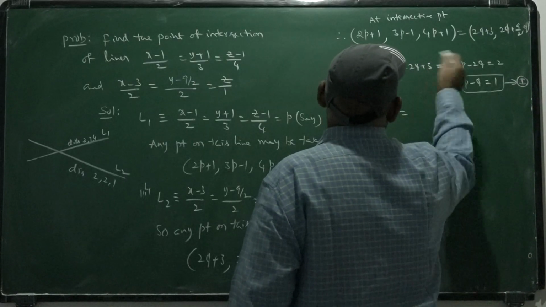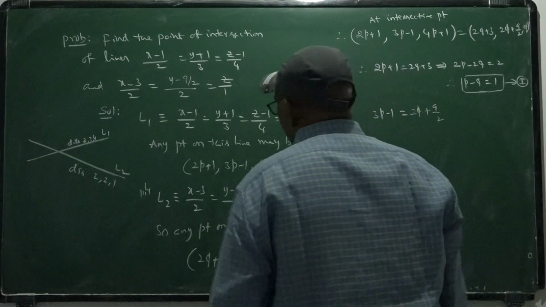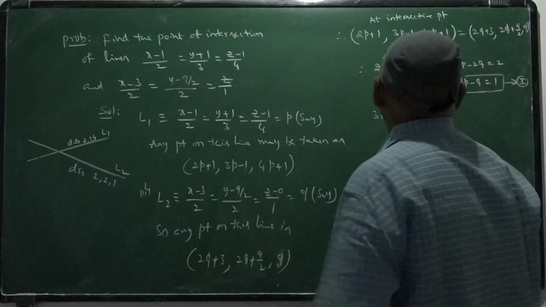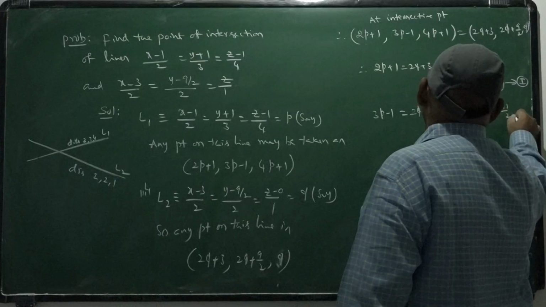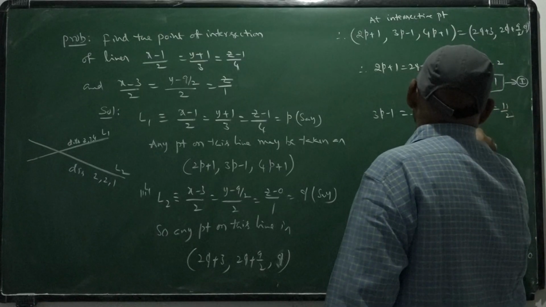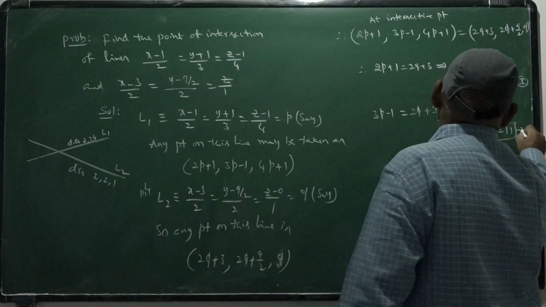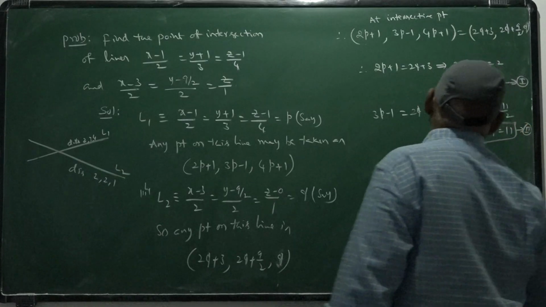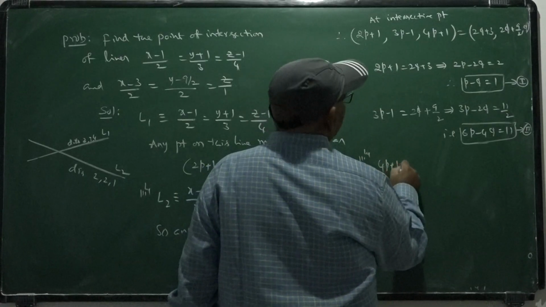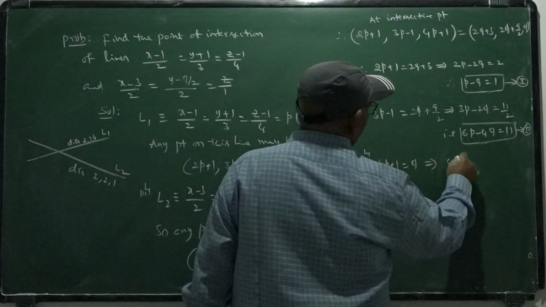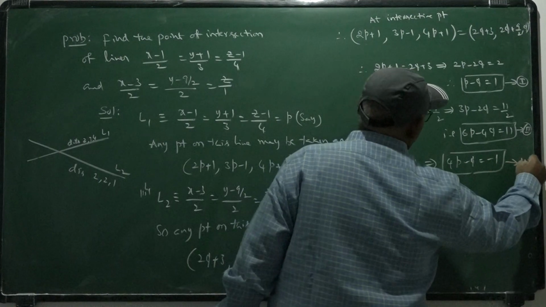Equating y coordinates, 3p minus 1 equal to (2q plus 9) by 2, which implies 3p minus 2q takes the value 11 by 2. That gives us 6p minus 4q equal to 11. This is one more relation, let it be 2. The third one is similarly 4p plus 1 equal to q, which implies 4p minus q takes the value minus 1. This is the third one.